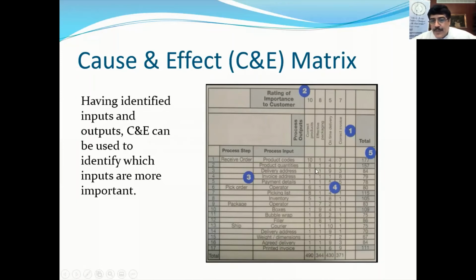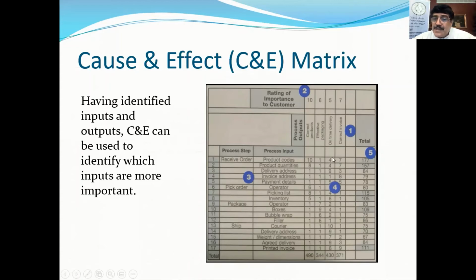And now I do number four, which is the relationship between this input and this output. The product code, for example, is very highly correlated with the correct product. If you don't enter as an input the right product code, you will not get the correct product. So this correlation number is a 10 here. Maybe the product code has nothing to do with effective packaging, so we're only giving it a 1 here because it's not really related.